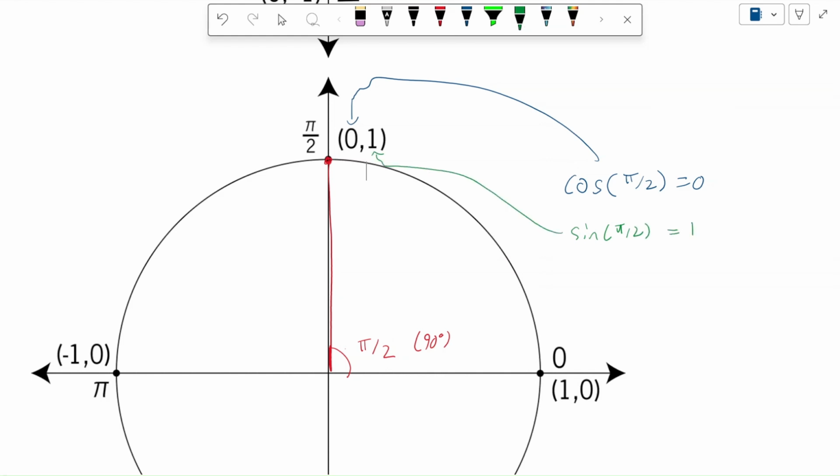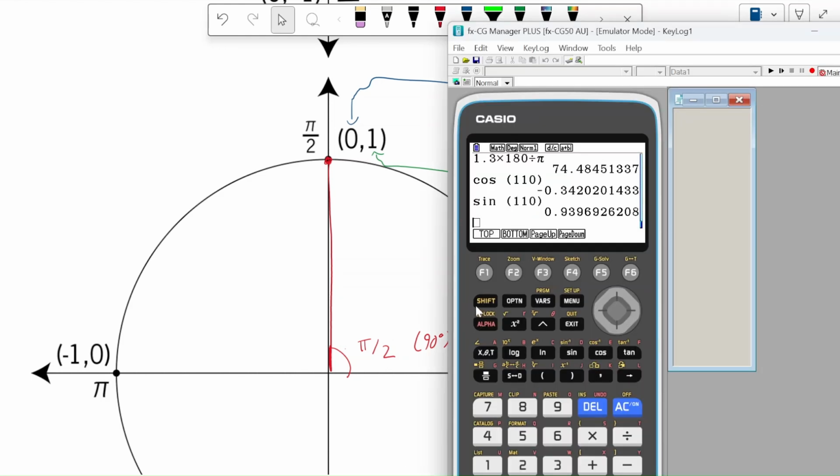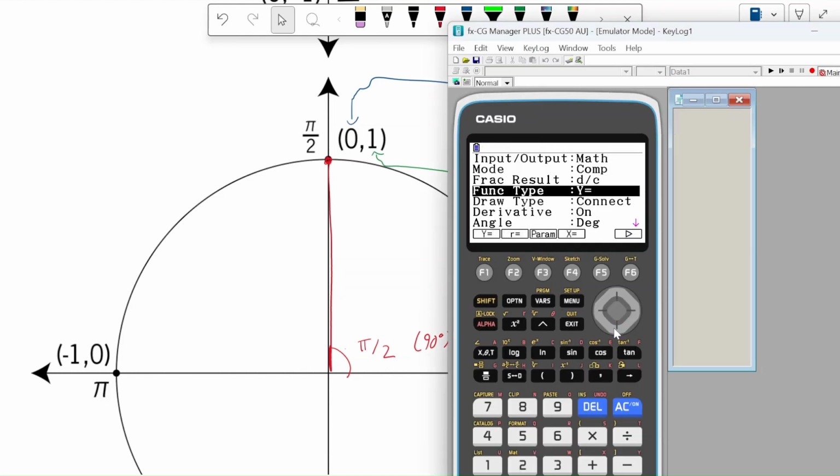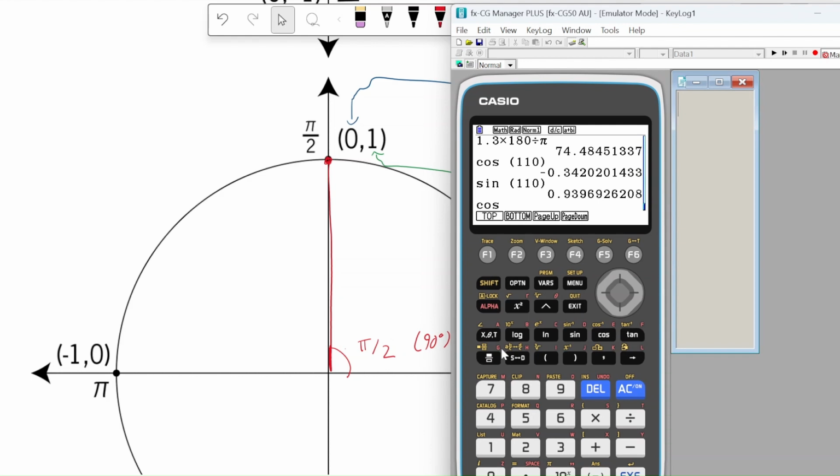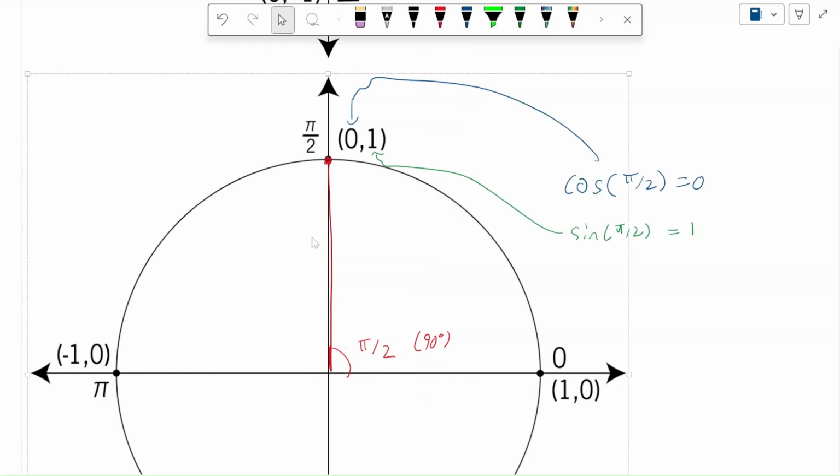There it is. Now, we better make sure our calculator is in radians. So shift setup. I'm going to go all the way over to radians. And let's work through it. So cos of pi over 2. Now, when you do that on your calculator, make sure you bracket it before you do cos of pi over 2, otherwise you get the wrong answer. 0. Sine of pi over 2. Can you believe it? It's 1.